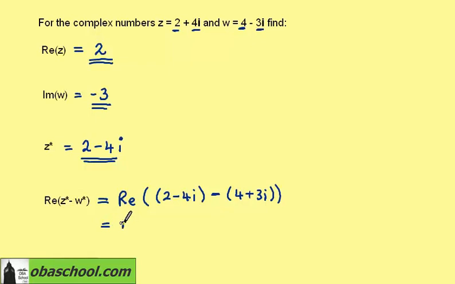So we want the real part of 2 minus 4i, take away 4, take away 3i, which is the real part of minus 2, take away 7i. We can see the real part is minus 2.